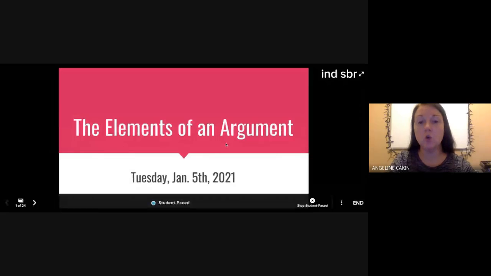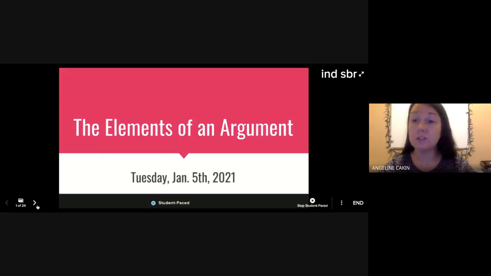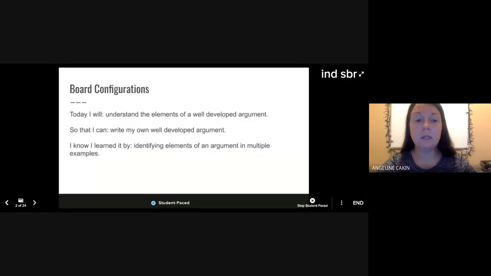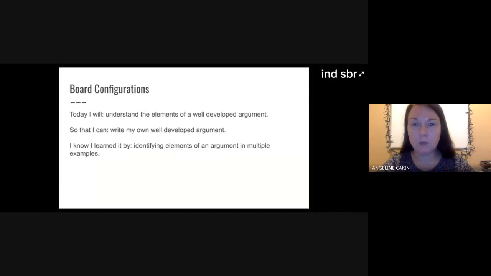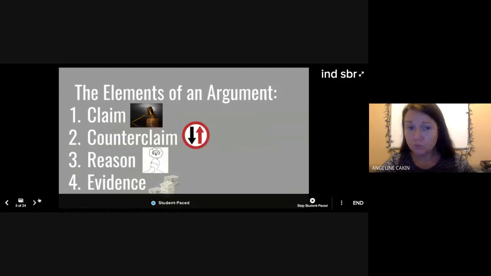All right, so we're going over the elements of an argument. An argument is when you are kind of debating and you want to prove your side, of course. Before we start writing argumentative papers, we need to understand all the elements of an argument. Claim, counterclaim, reason, and evidence are the four elements of an argument. We're going to be doing each of these in our writing, so you need to know what they are.